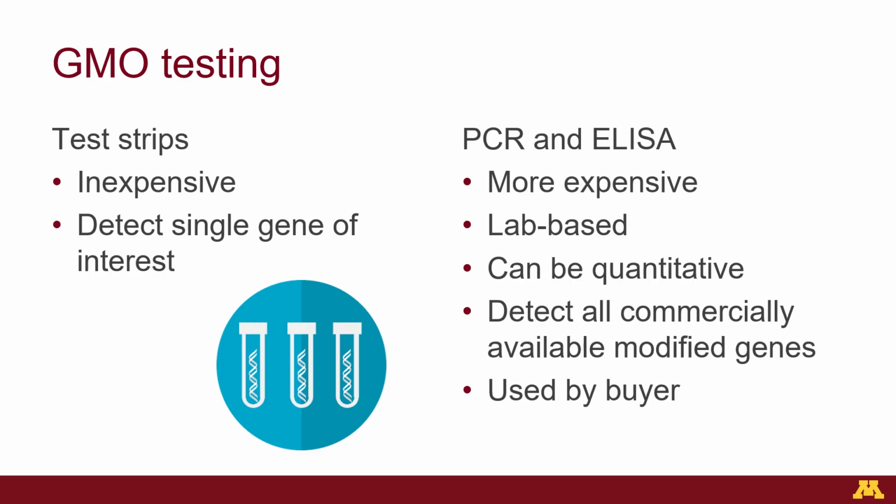A variety of commercial tests are now available to detect and quantify the presence of engineered genes in crops. These can allow you to see whether your management practices are successfully preventing GMO contamination of your crops. Test strips provide an inexpensive way of screening for a particular gene that you are concerned about. Lab-based methods such as PCR and ELISA are expensive, but can quantify the amount of GMO material present and can detect the full range of commercially available modified genes. These are more often used by buyers.